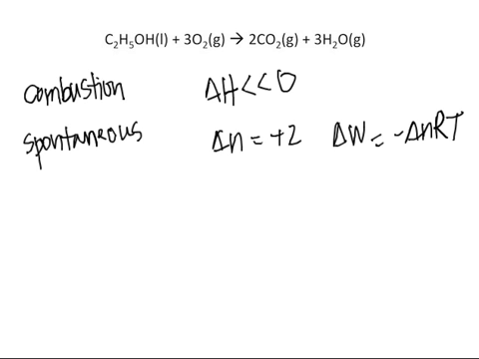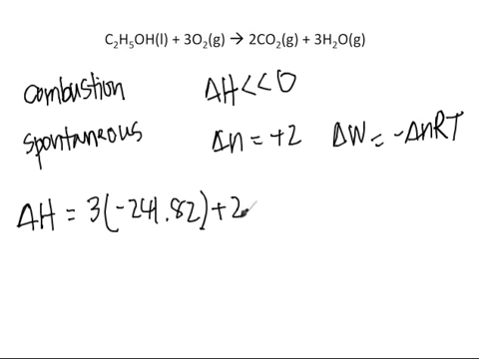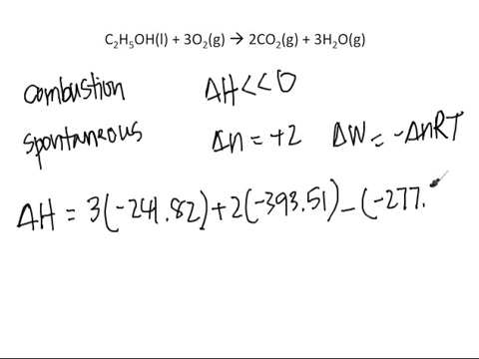So let's do our first calculation, the enthalpy change. Again, looking at the table, we're going to see that for water, it's going to be minus 241.82. For carbon dioxide, it's going to be minus 393. And for ethanol as a liquid, it's going to be minus 277.69. Again, remember the negative coefficients for the reactants, the positive coefficients for the products. And then we're going to get about minus 1234 kilojoules.